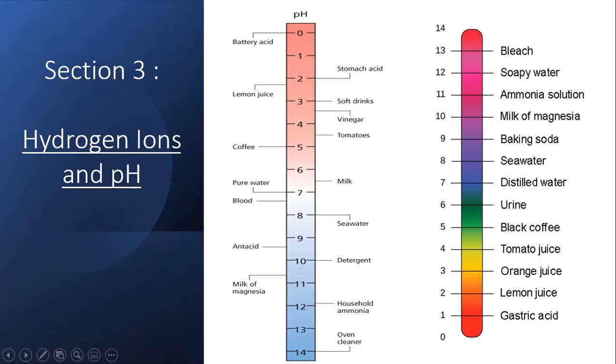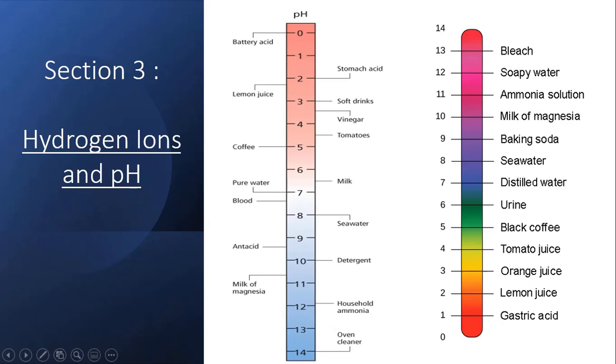Gastric acid, that is red at the bottom, pH equals 1, is the strongest acid we have in this scale. Then we have lemon. Of course, as you go up, the acidity will decrease. As you go up, basicity increases. As you go down, it goes the opposite. If pH decreases, then you will have stronger acid or more acidity, and you will have less basicity.